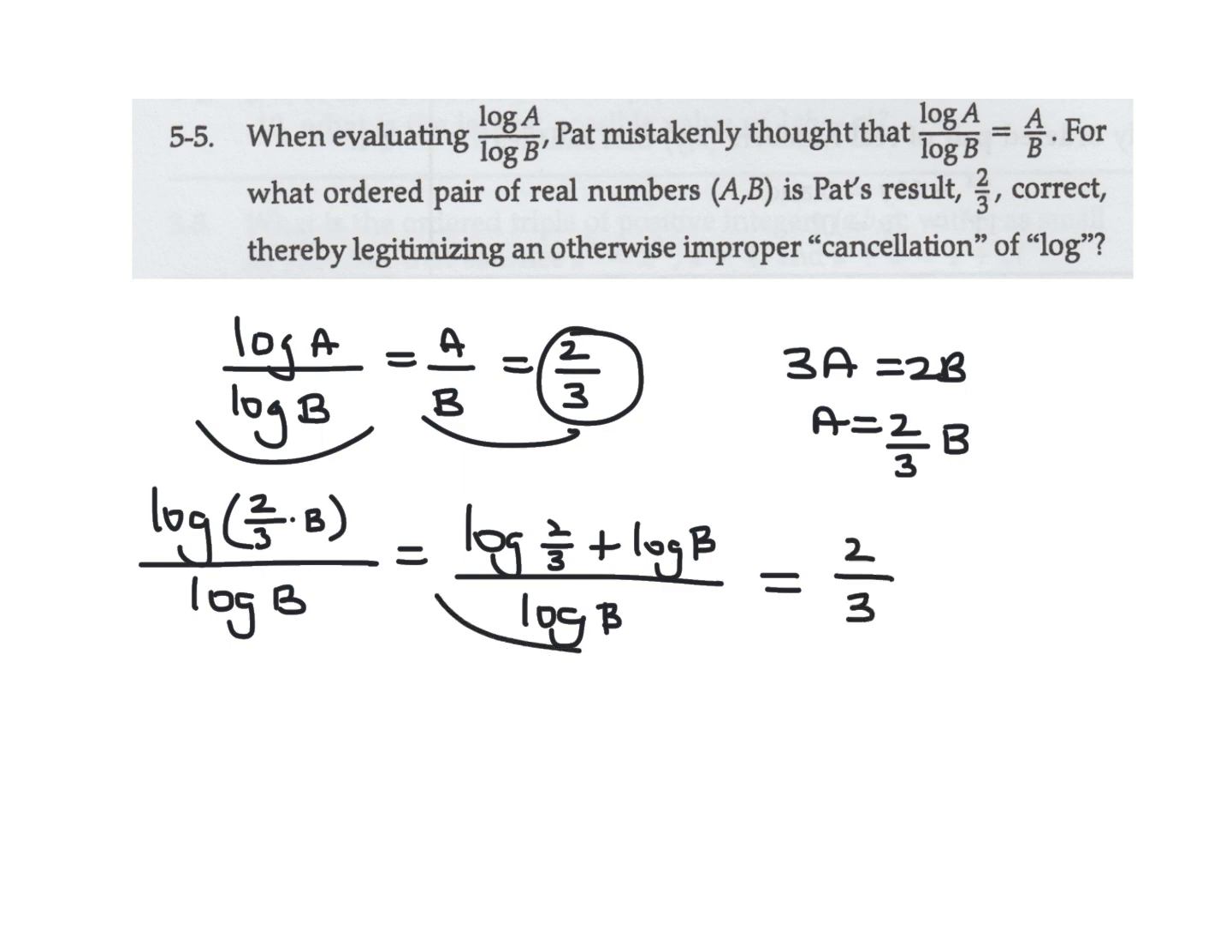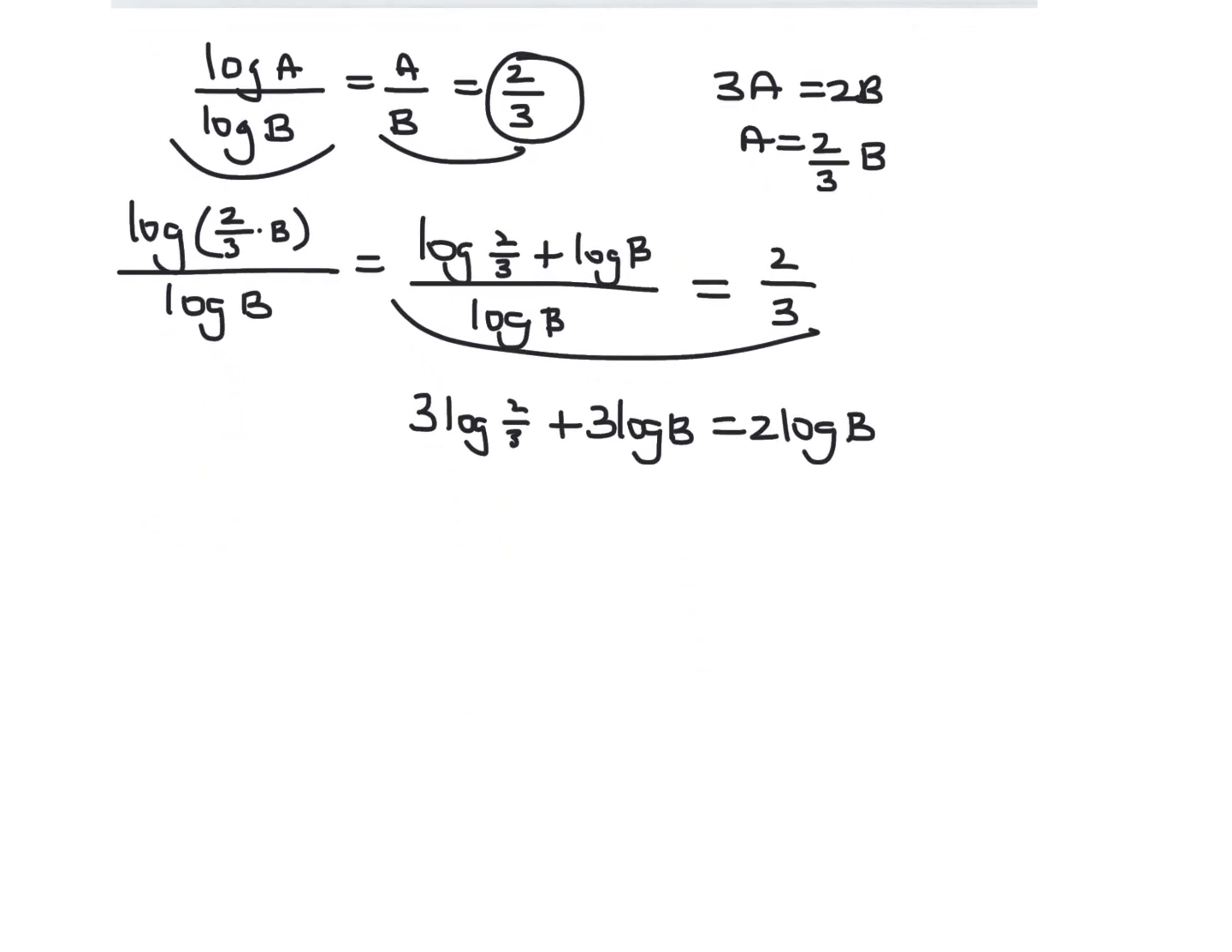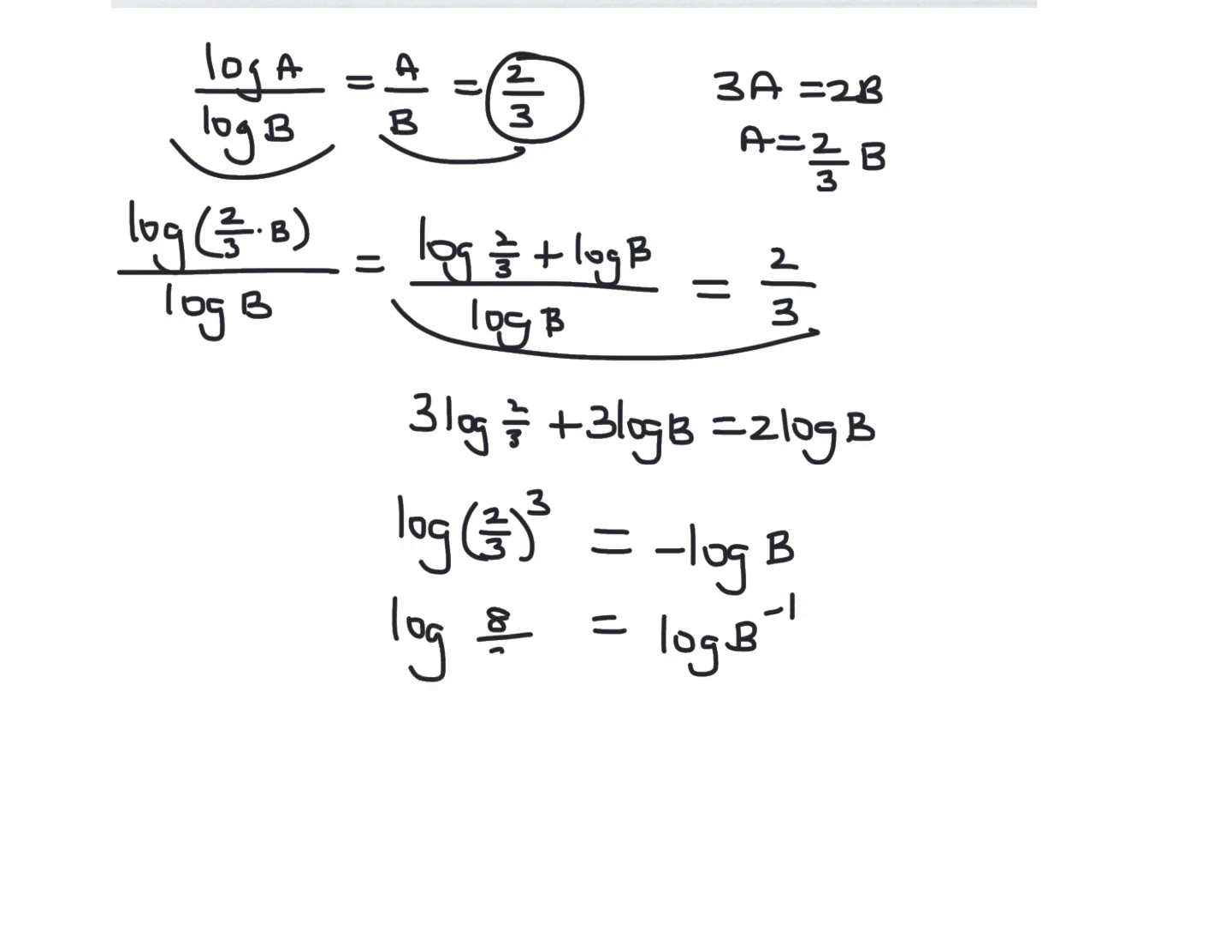So then now let's use these two and cross multiply. So 3 times the log of 2 over 3 plus 3 times the log of b is equal to 2 times the log of b. And then using log rules, this becomes log of 2 over 3 to the power of 3, and then that becomes minus log b. Using log rules again, that's log of b to the negative 1, and this remains the same. It's 8 over 27. So the bases are not written, so they're assumed to be base 10. The bases are the same, so therefore this 8 over 27 is equal to b to the negative 1. So that means b would just be 27 over 8 because you just invert it.